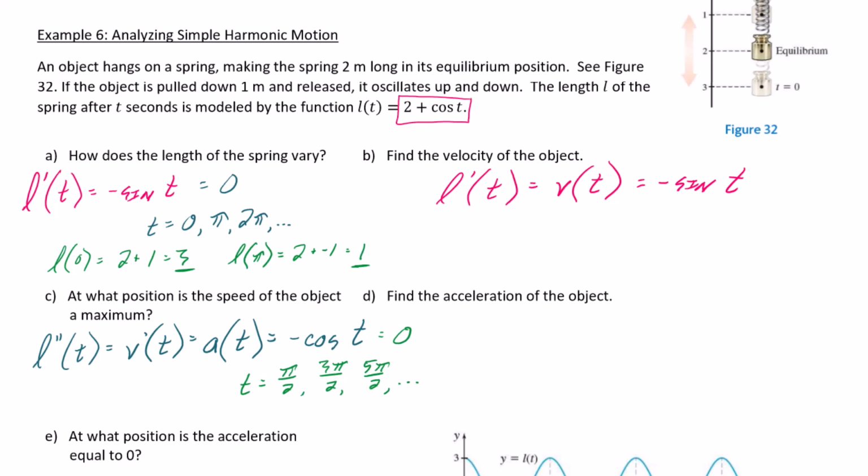So at what position is the speed of the object a maximum? It should be whenever t is pi halves. So we could go back to the position, which is the original function. What is L of pi halves?